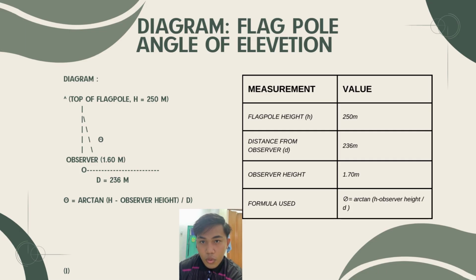Theta equals arctan of height minus observer height over d, where height is the height of the flagpole, observer height is the height of the observer's eye, and d is the horizontal distance from the observer to the flagpole. This formula will give us the angle formed between the observer's line of sight and the ground. This is what we call the angle of elevation.